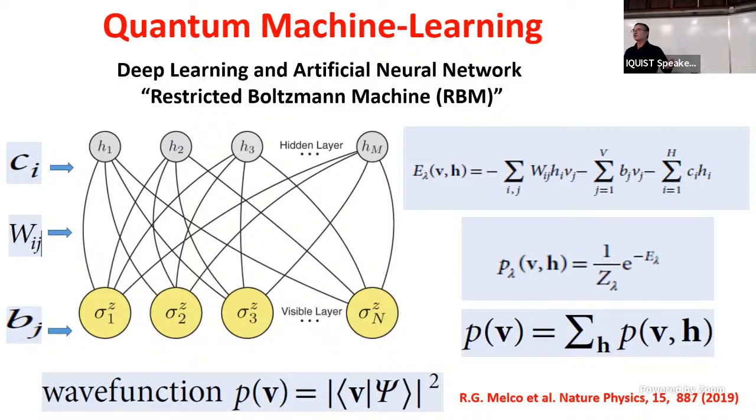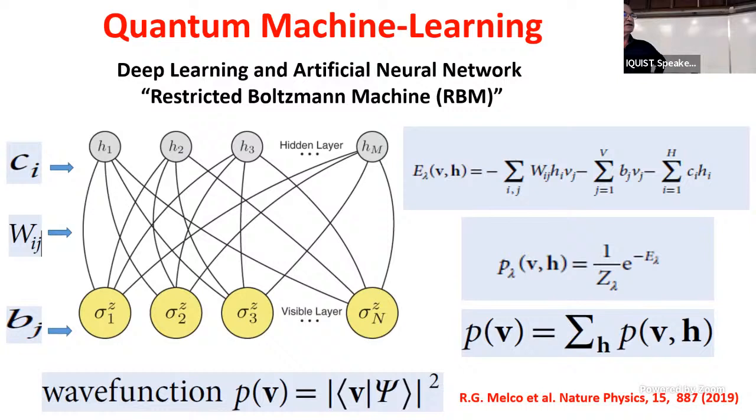Okay, so how do we get the wave function? Why is it Boltzmann? Because we look at the Boltzmann distribution. This is the joint distribution between visible and hidden, 1 over the partition function, exponential minus E, where E is the energy of the Ising. What we do is trace out the degrees of freedom in the hidden, we sum over all the hidden, and we only get the marginal distribution over the visible. And our wave function will be obtained from the distribution over the visible.